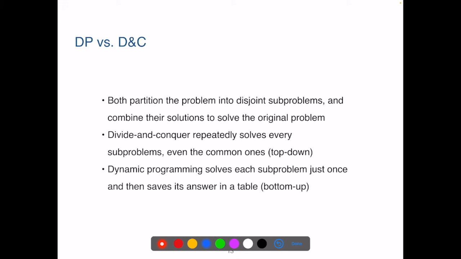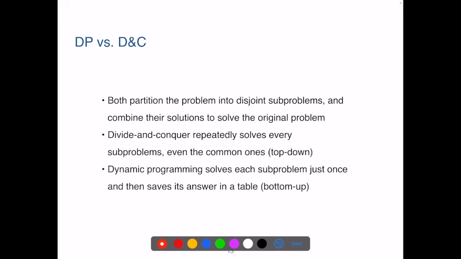You may also notice some resemblance between dynamic programming and divide and conquer. Both strategies partition the original problem into disjoint subproblems and then combine their solutions to solve the original problem. Their difference is that divide and conquer solves every subproblem at every occurrence, even repetitive ones. On the other hand, dynamic programming solves each subproblem only once and saves its answer in a table. Such a table can be quickly referenced when the same subproblem occurs again.